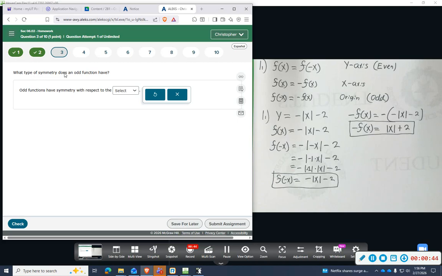What type of symmetry does an odd function have? Okay, so this is just referring to odd as another way to refer to origin symmetry. So odd functions have origin symmetry.